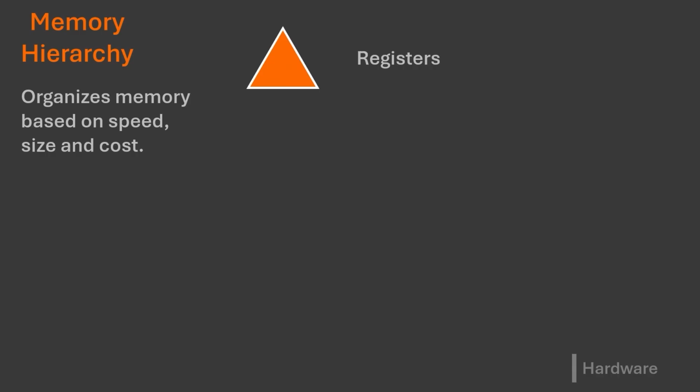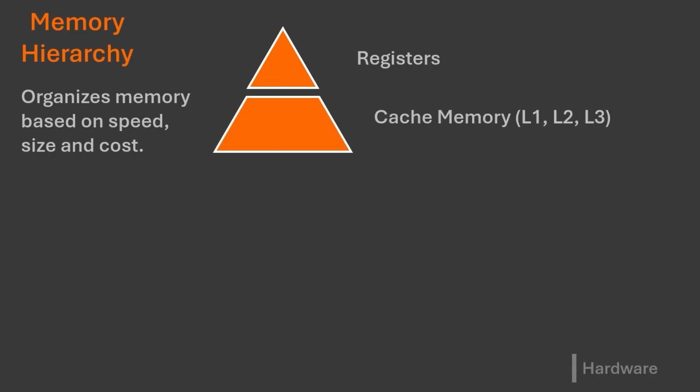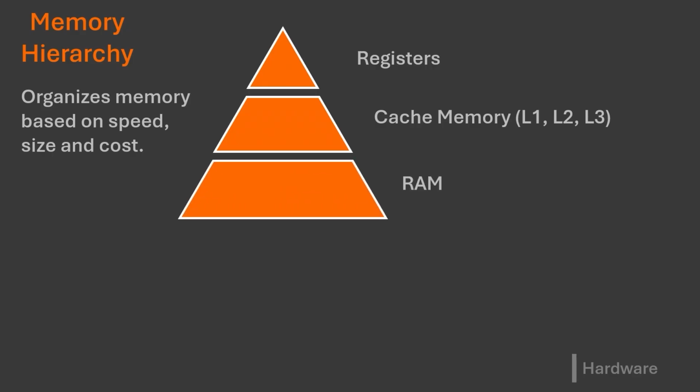Registers are the fastest and smallest and are located in the CPU. Cache memory, L1, L2, L3, is faster than RAM and stores frequently accessed data. RAM is the primary working memory for active tasks.